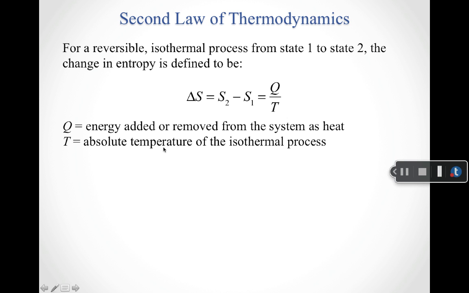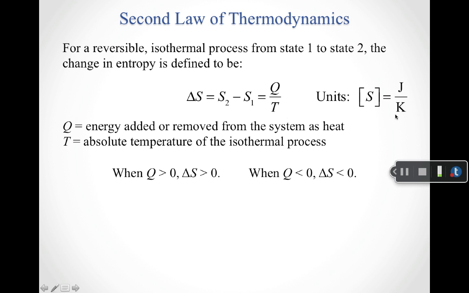The absolute temperature tells me that I want it in Kelvin, and then I want to know the heat that was transferred in or out. That's going to let me calculate the change in entropy of my system. So obviously, since the units of energy transferred as heat are joules, and I want absolute temperature in Kelvin, this tells me that the units of entropy are joules per Kelvin.